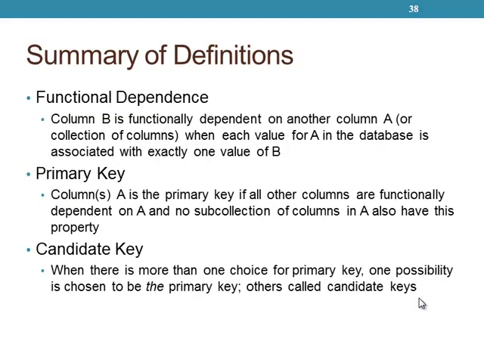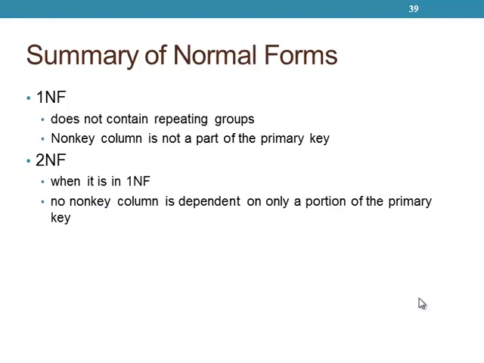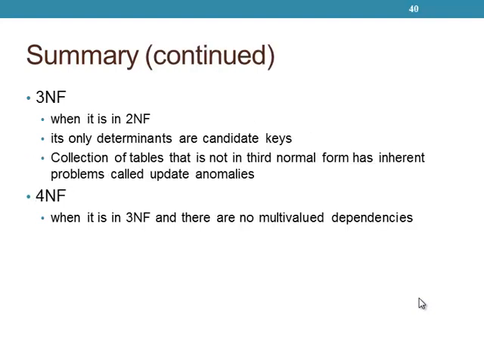So in summary, we looked at functional dependence. That shows that one field is dependent on another. A primary key is the primary key if all the other columns are functionally dependent on it, and a candidate key is where there's more than one choice for your primary key, but it is not being used as the primary key. So in summary, we had the normal forms 1, 2, 3, and 4, and the goal here is to get a good table design so that you do not have mistakes when you're updating your data.